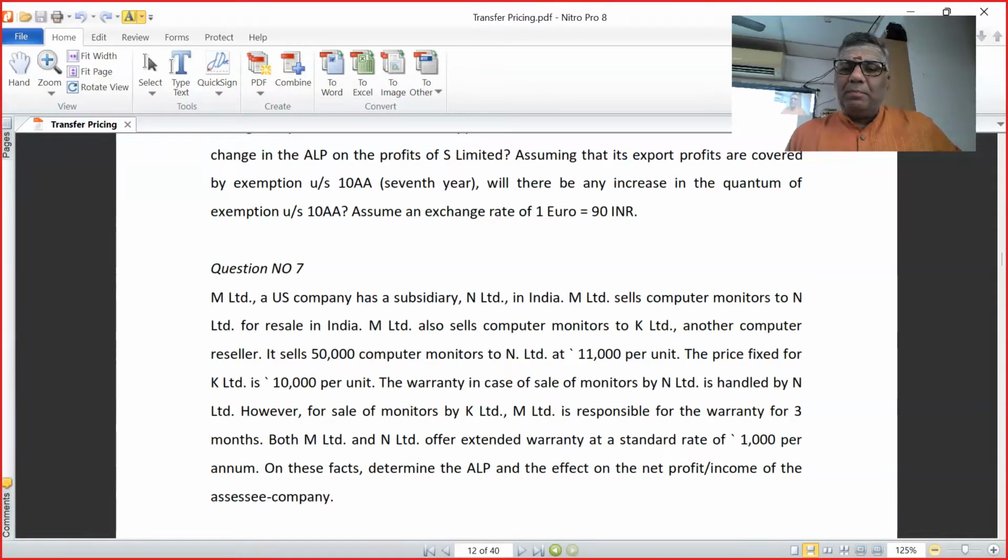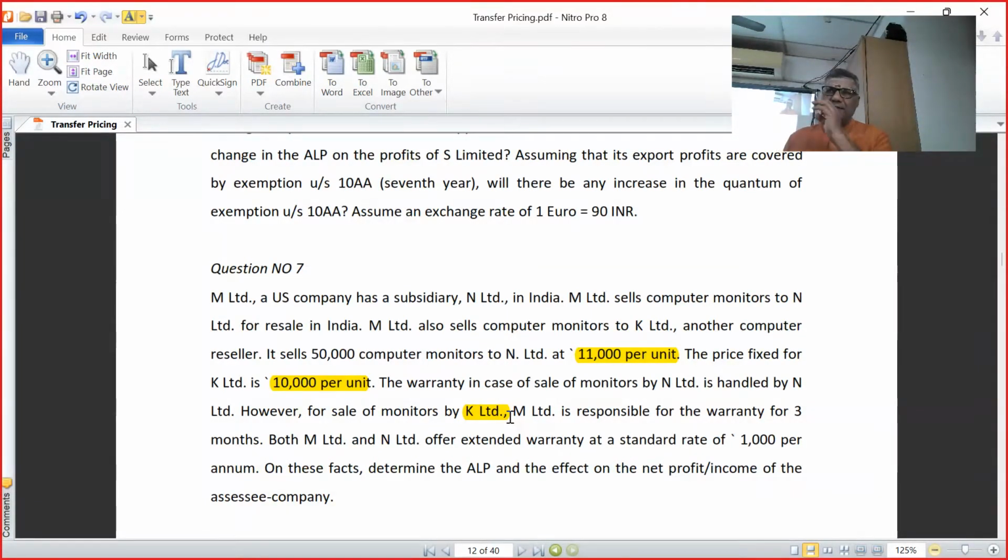M Limited sells computer monitors to N Limited for resale in India. M Limited also sells computer monitors to another party. It sells 50,000 monitors for 11,000 per unit. So N Limited has imported it for 11,000. The price fixed for K Limited is 10,000 per unit. The warranty in the case of monitors sold by N Limited is handled by N Limited, whereas for sale of monitors by K Limited, M Limited is responsible for the warranty.